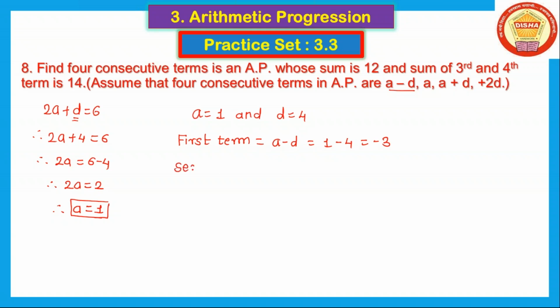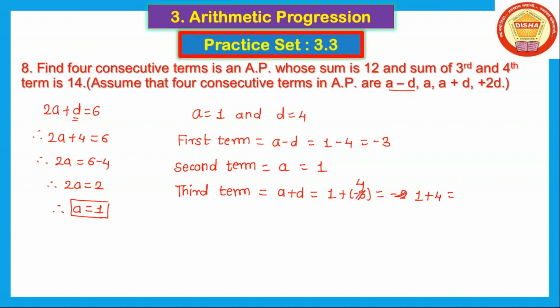Then we find the second term. Which term do we consider second? It is a, and a is equal to 1. Then we find all the terms one by one. The third term is a plus d, where a is 1 and d is 4. Then 1 plus 4 is equal to 5. And then we find the fourth term.